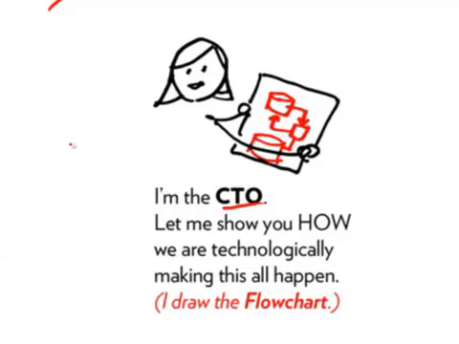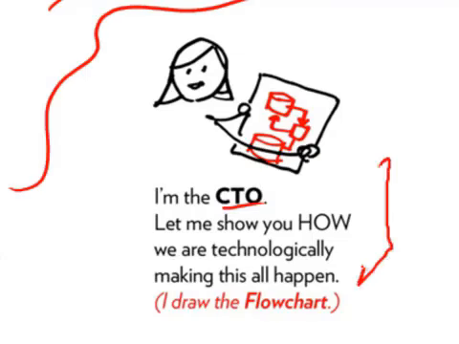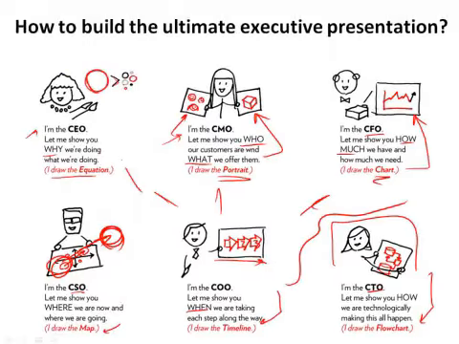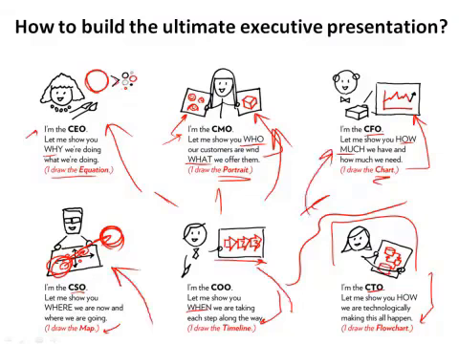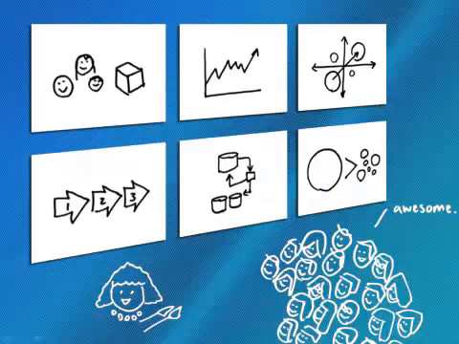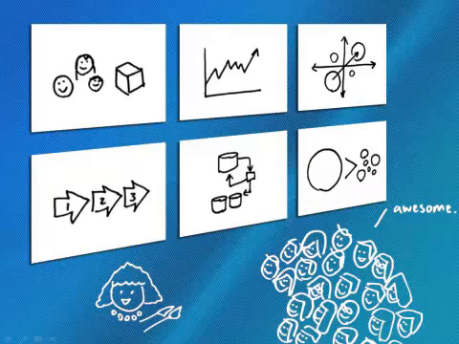And last in this list, I'm the Chief Technical Officer. I'm the one who's got to build the technology to support everything that they've just said. I'm going to draw you a flow chart to show the system diagram that's going to support that vision, that understanding of our customer and product, those numbers, that strategy, and that timeline. Wow. And when we're done, we have the ultimate executive presentation.